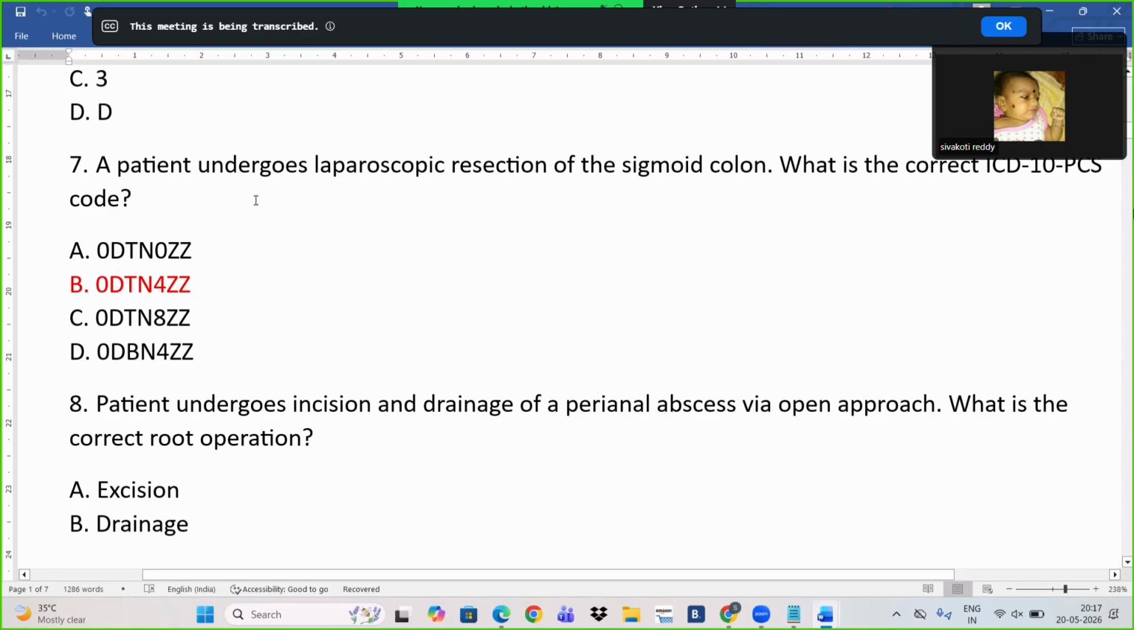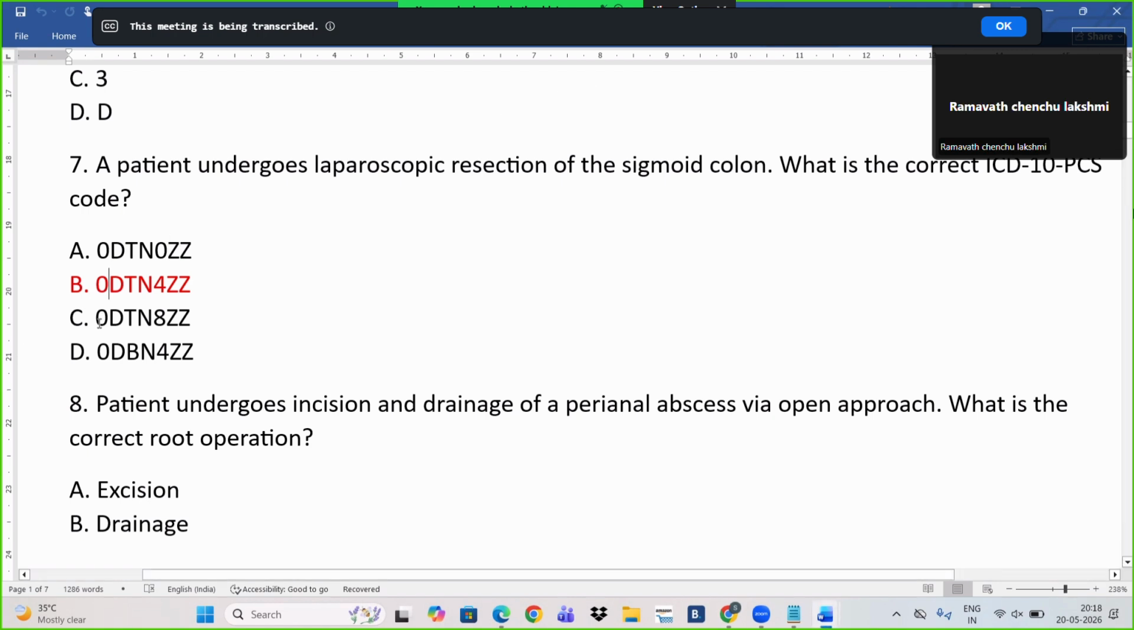Now see, laparoscopy means percutaneous endoscopy. What is the value for the percutaneous endoscopic approach? 4. In the options, check the 5th character. How many options have 4? 2: B and D. So now A and C we can eliminate easily, correct? We need to check B or D as the answer.